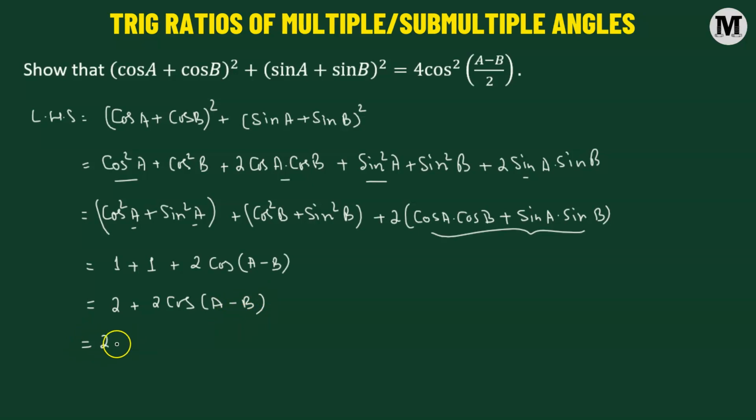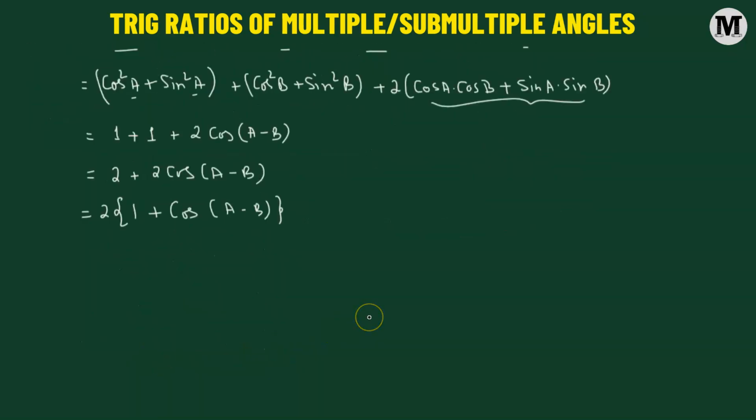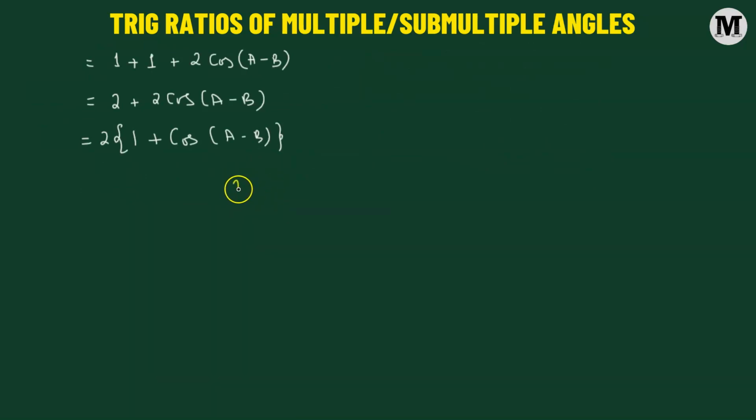So what we'll do, we'll take 2 as the common factor. So 2 will be multiplied to 1 plus cosine of angle A minus B. Now we will simplify 1 plus cosine of A minus B. So we are going to take the help of an identity here. We know that if we have cosine of the angle 2x, this can be expressed as 2 times cosine squared x minus 1, which means that if we rewrite the terms, then 2 times cosine squared x will be equal to 1 plus cosine of the angle 2x.